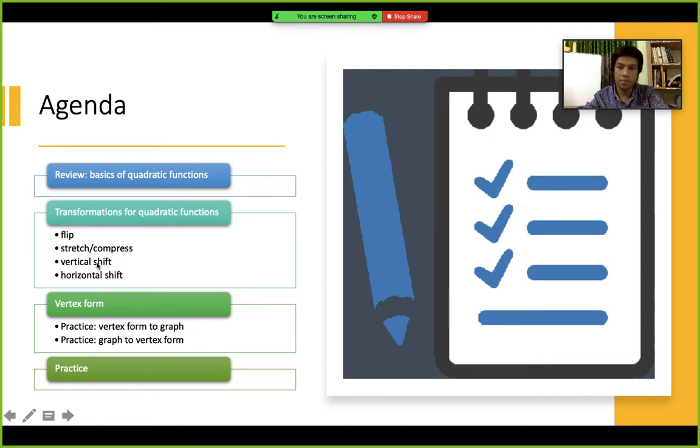Then vertical shift, that means the graph goes up and down. We will discuss that. Horizontal shift, that means the graph will shift to the left and right side. Then we have two more things from the vertex form of the quadratic functions: vertex form to graph and graph to vertex form. So this is our plan, and then practice, of course. So let's start.